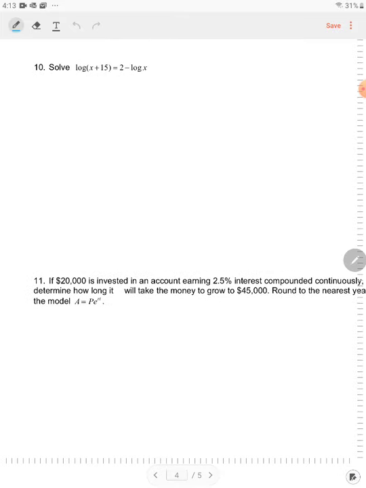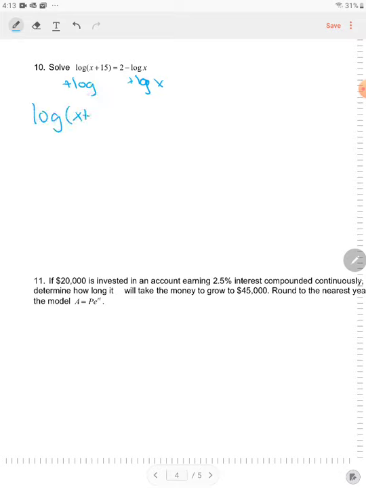Okay, so 10 is tricky. The reason 10 is tricky is because there's a log on each side. So if you recall from algebra, if there's a variable on each side, you had to move your variables to one side. So I'm going to add the log x to both sides. Okay, so a little bit of a challenge here.